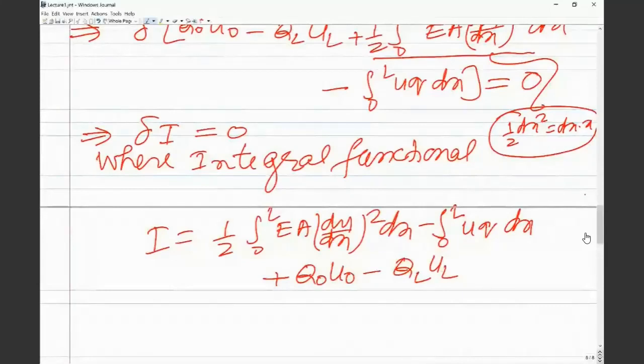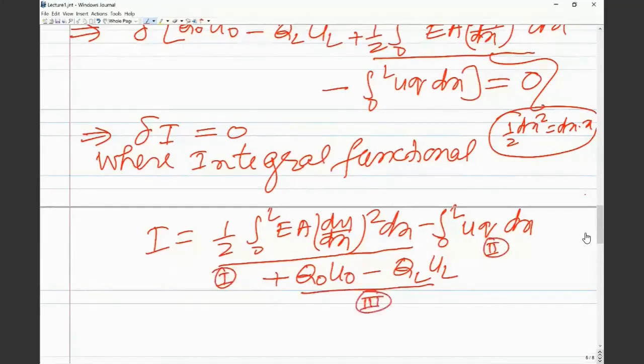And now if you look at the various terms in this, the first term is nothing but the strain energy stored in the body. So how do we write? Let us call this the first term, this the second term, and this together the third term. If you look at the first term, that is this one.